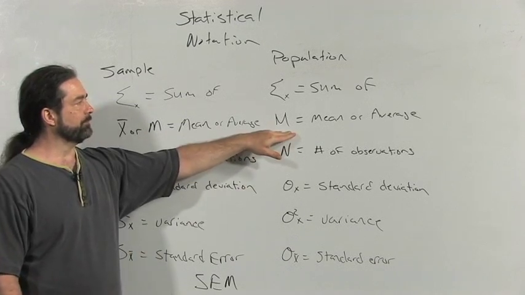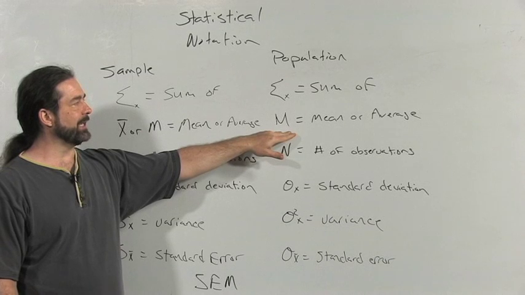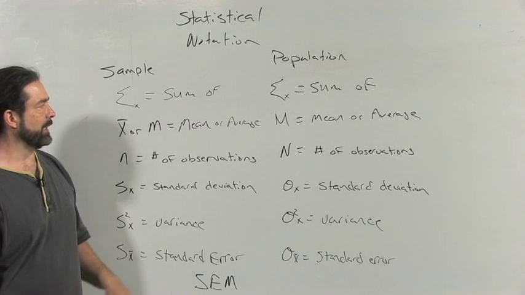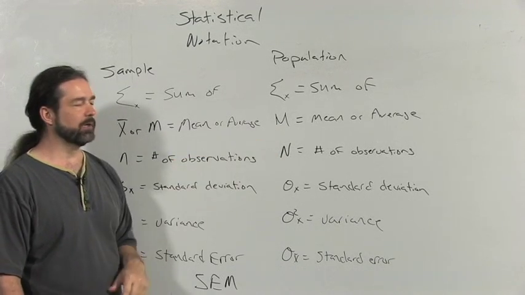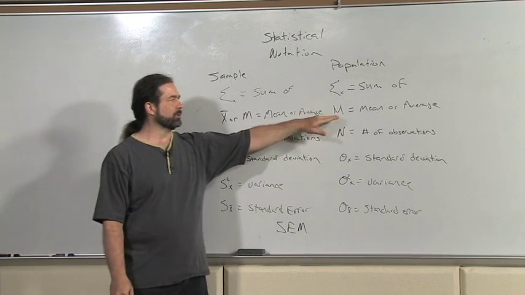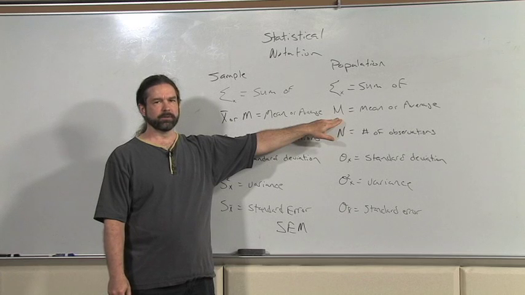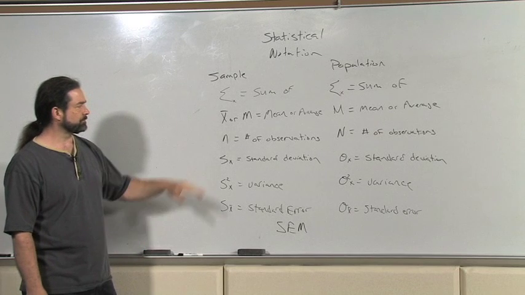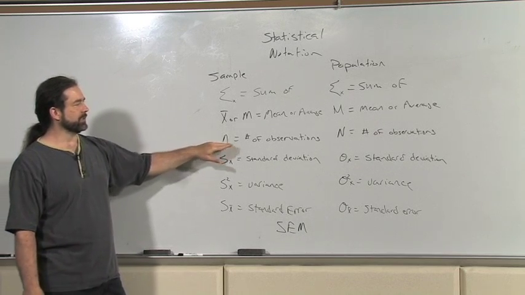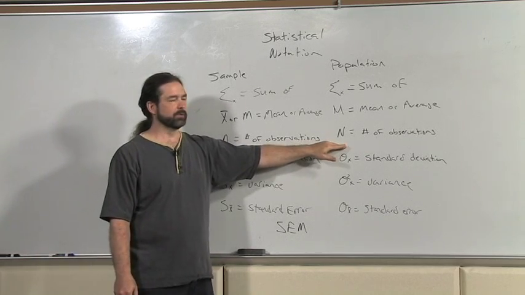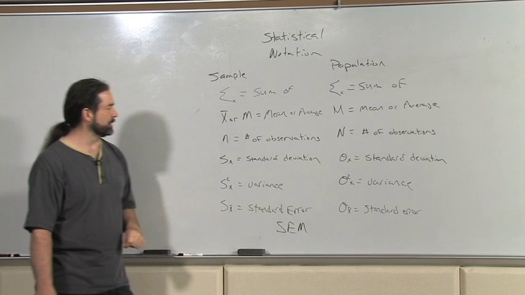However, mean or average for a population is annotated by the symbol mu. It's basically a U with an extra tail on the other side of it. I believe that that symbol is also available to you in the symbols in MS Word. You can find that under symbols. Little n is the number of observations for a sample. Capital N is the number of observations for a population.